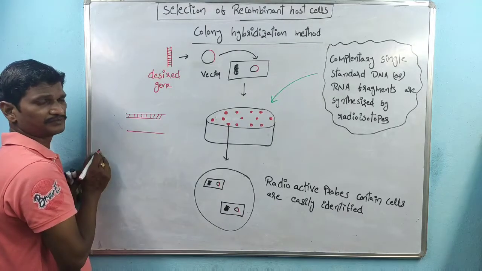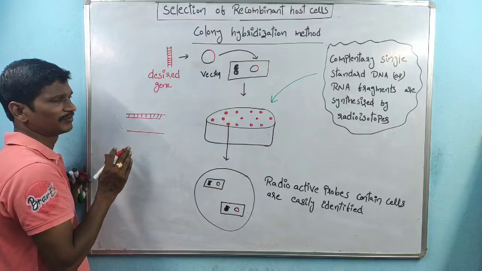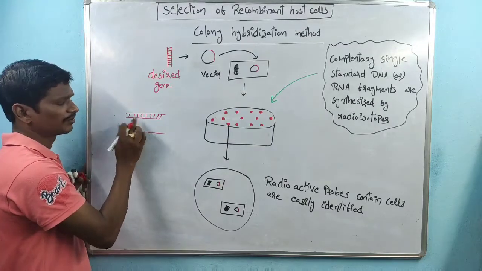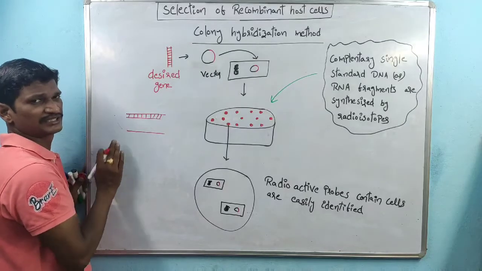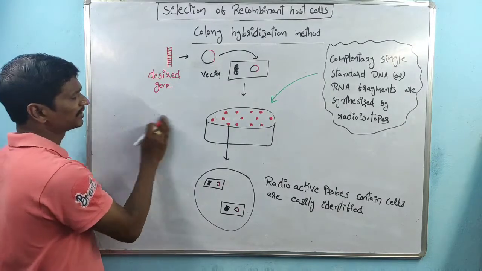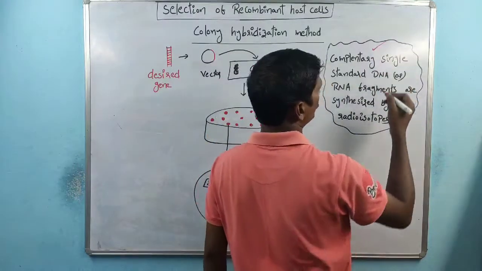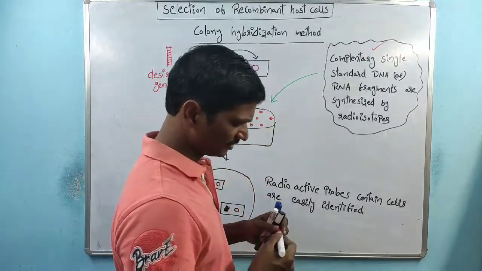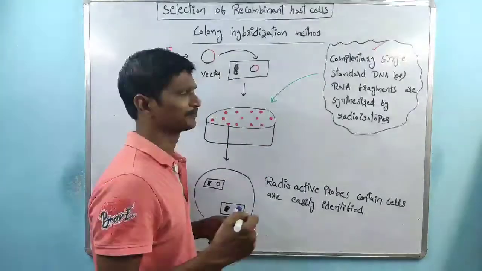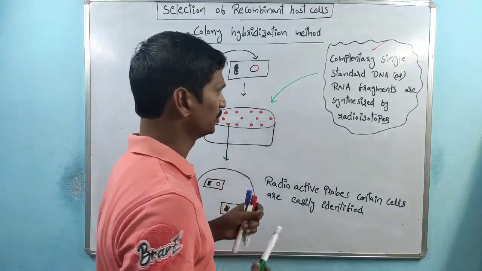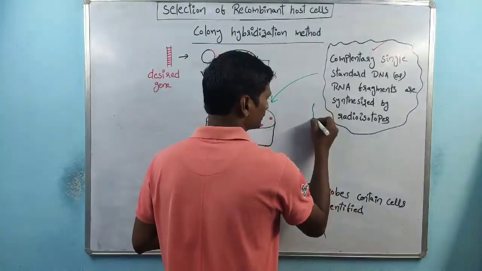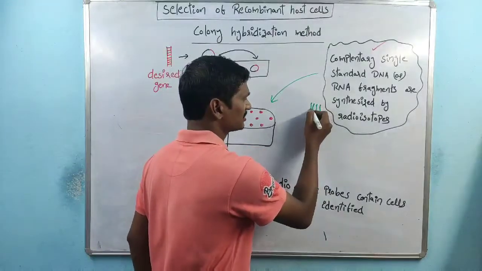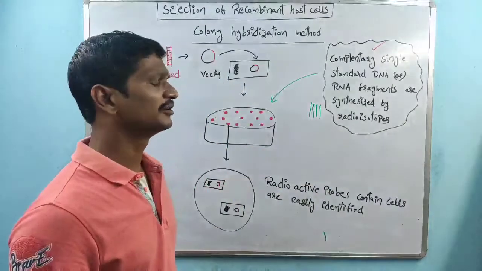Especially for the desired gene, remember, we are preparing or synthesizing the complementary strands. So we are preparing the complementary single-stranded DNA or RNA fragments, which are synthesized by the usage of radioisotopes. These fragments are synthesized by the usage of radioisotopes.